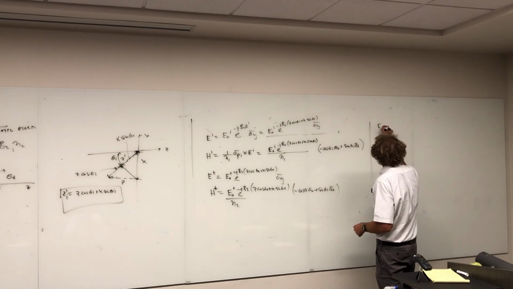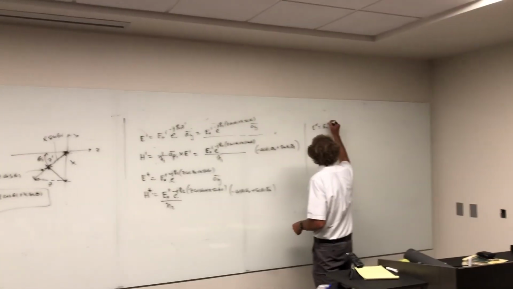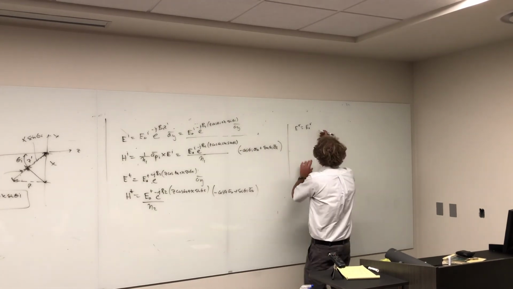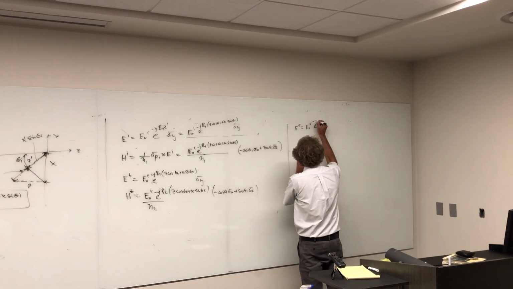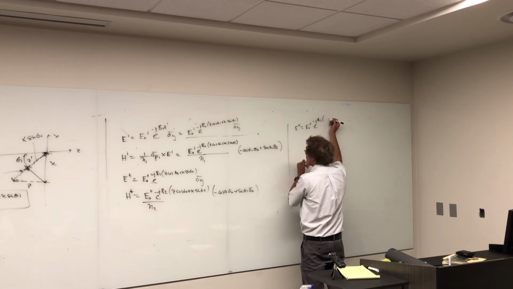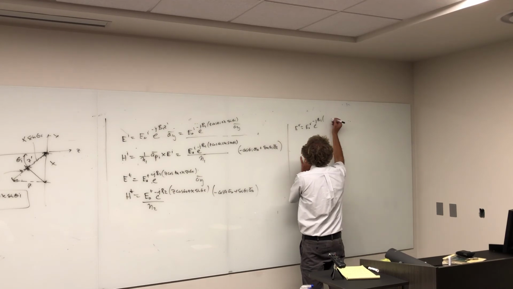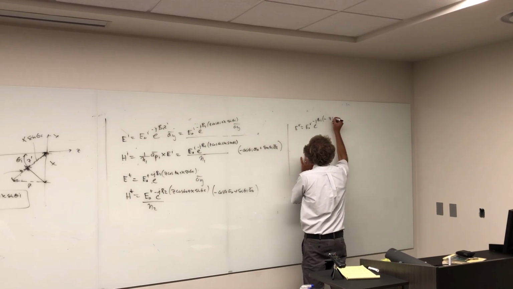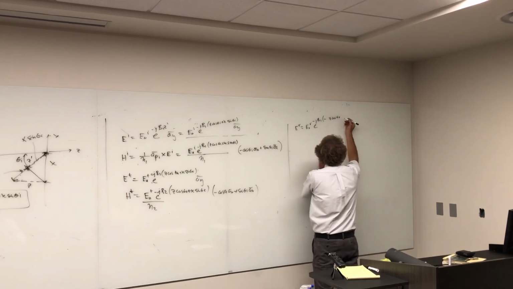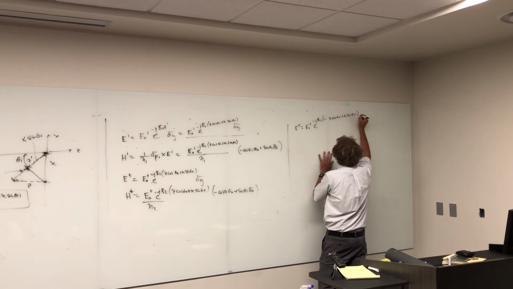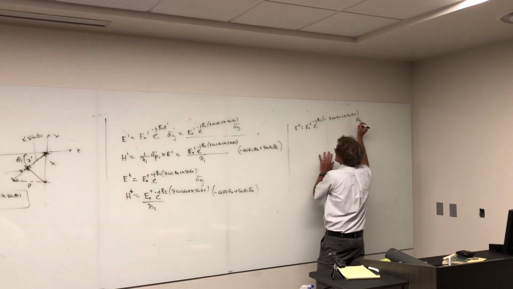Finally, the reflected field. E naught reflected, times e to the minus j beta 1. Now here, you've got to understand, z is going the other way. So there are two ways to do it. I just do it minus z cosine theta reflected, plus x times sine theta reflected, a_y. That is going to be E_r.